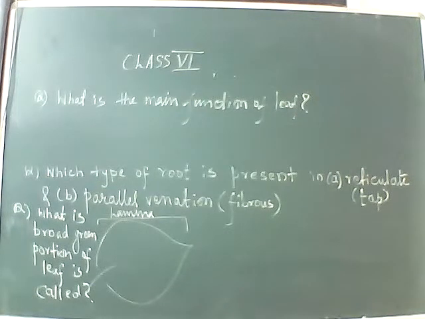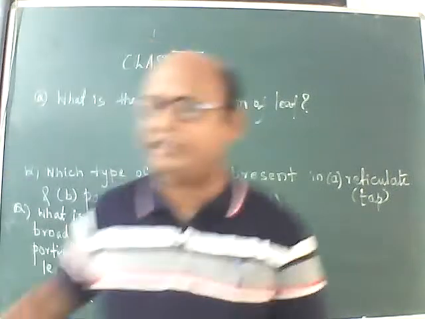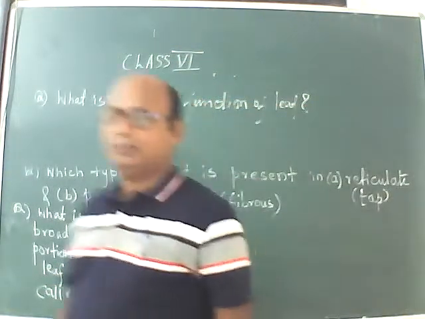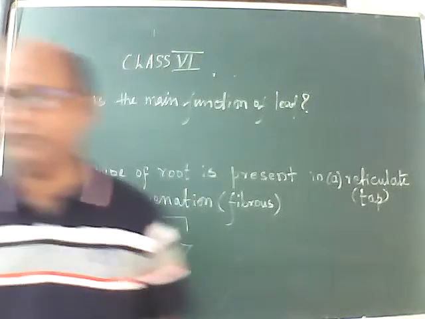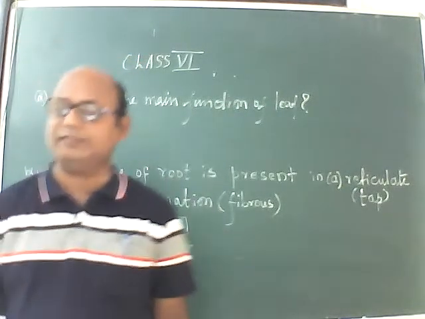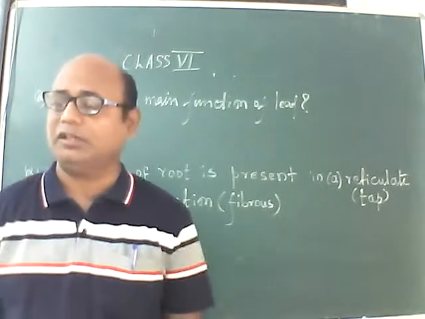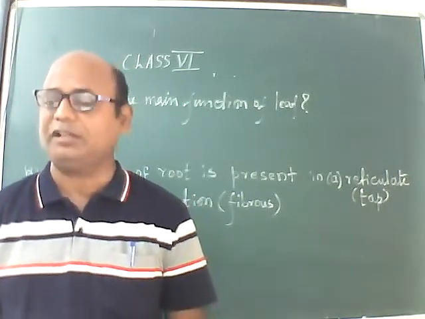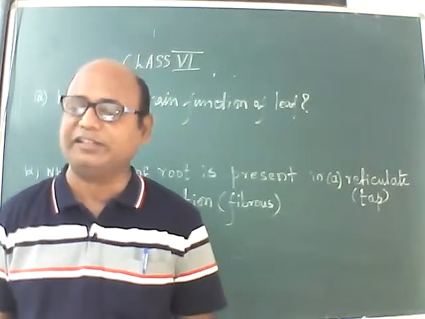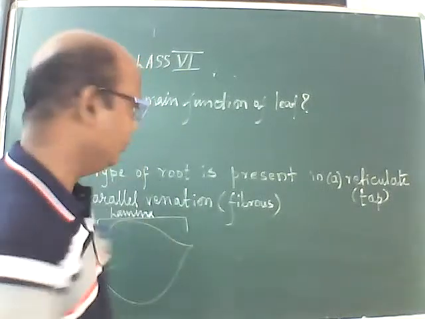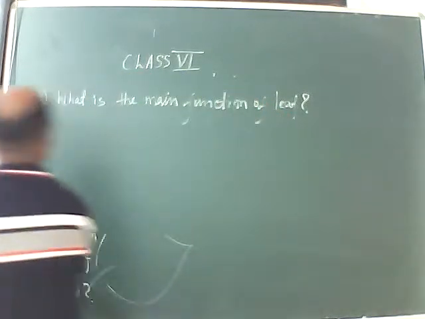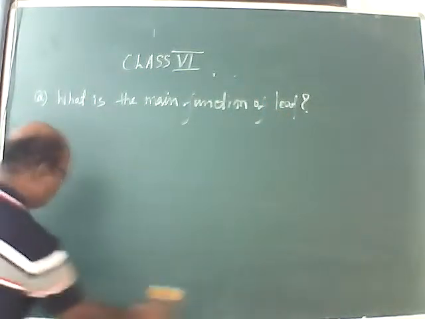Then, we have already seen the different parts of the leaf, and we have seen parallel venation and reticulate venation. We have also seen that taproots are present in case of reticulate venation and fibrous roots are present in case of parallel venation. Okay, then functions: you already told me that the main function is photosynthesis.